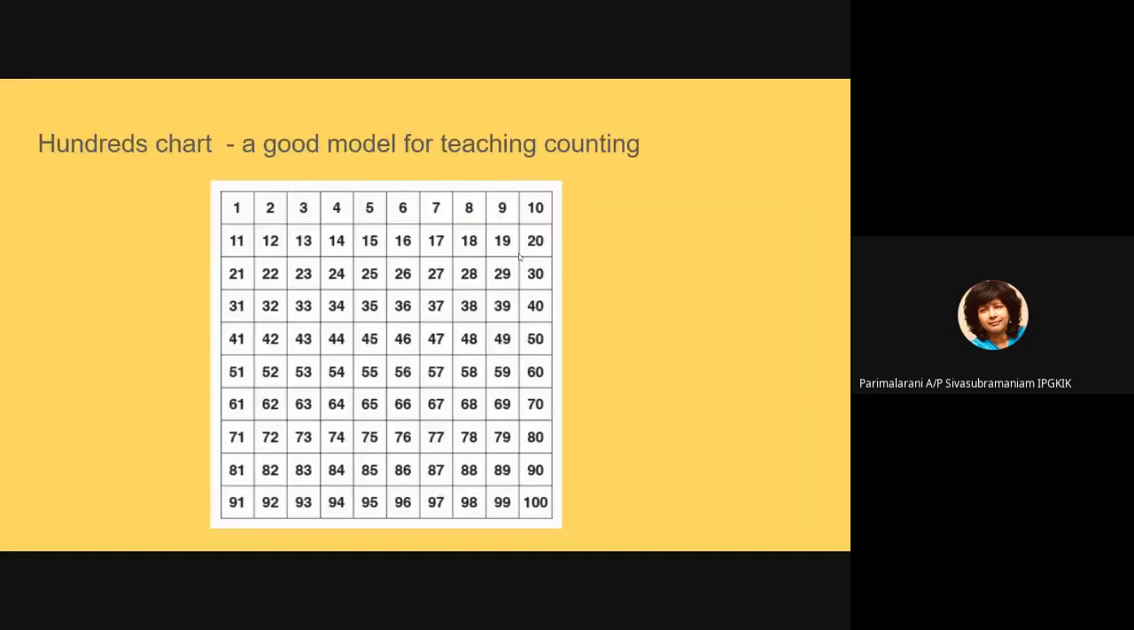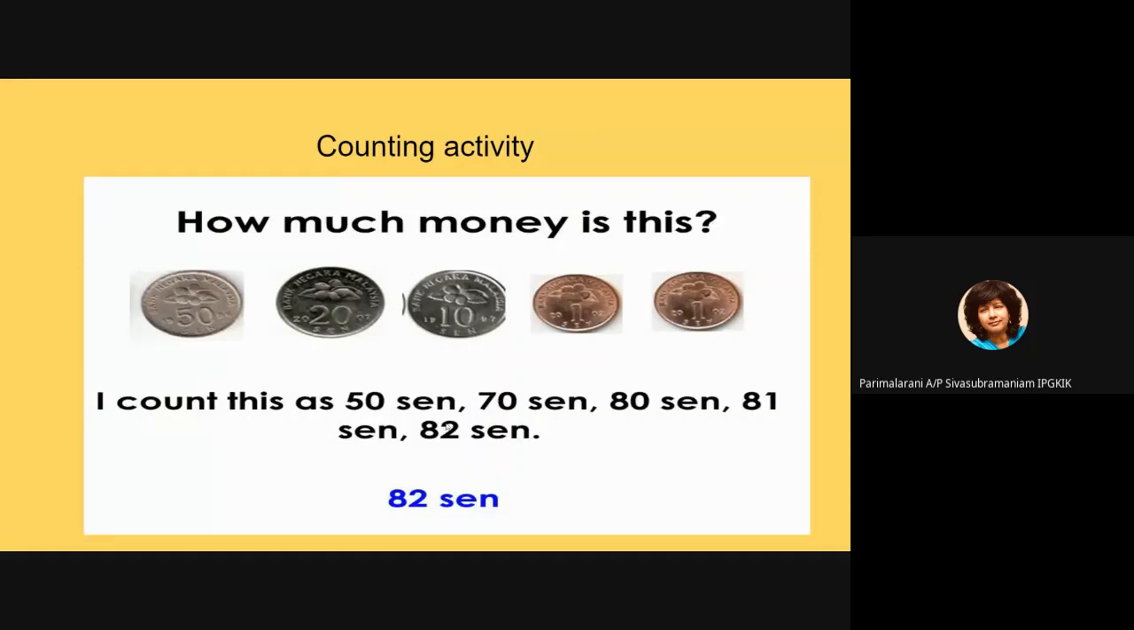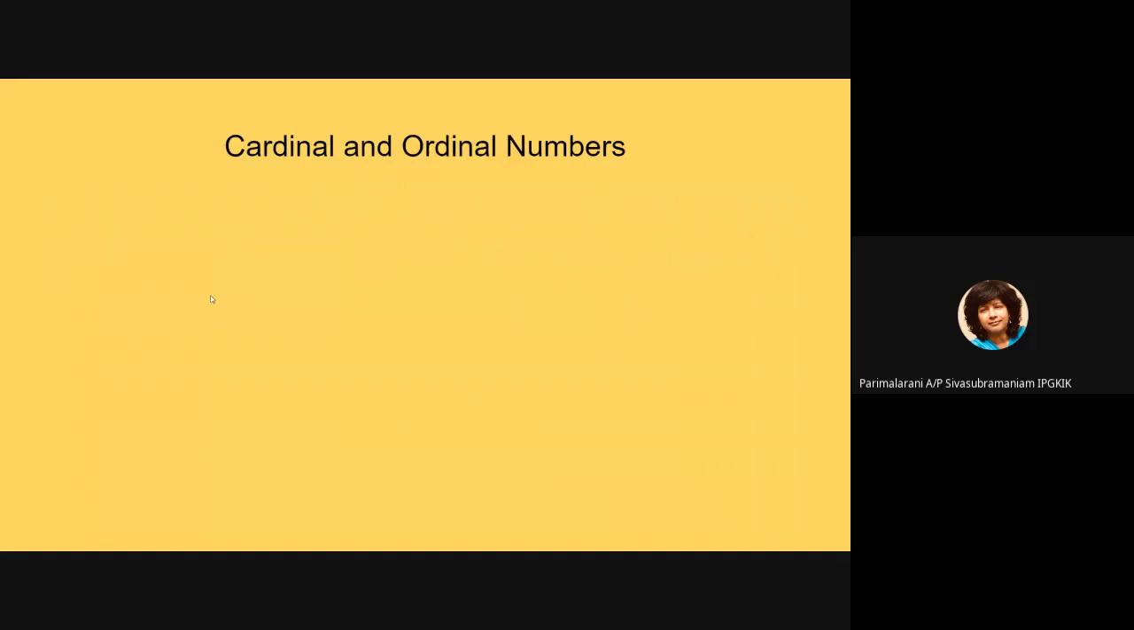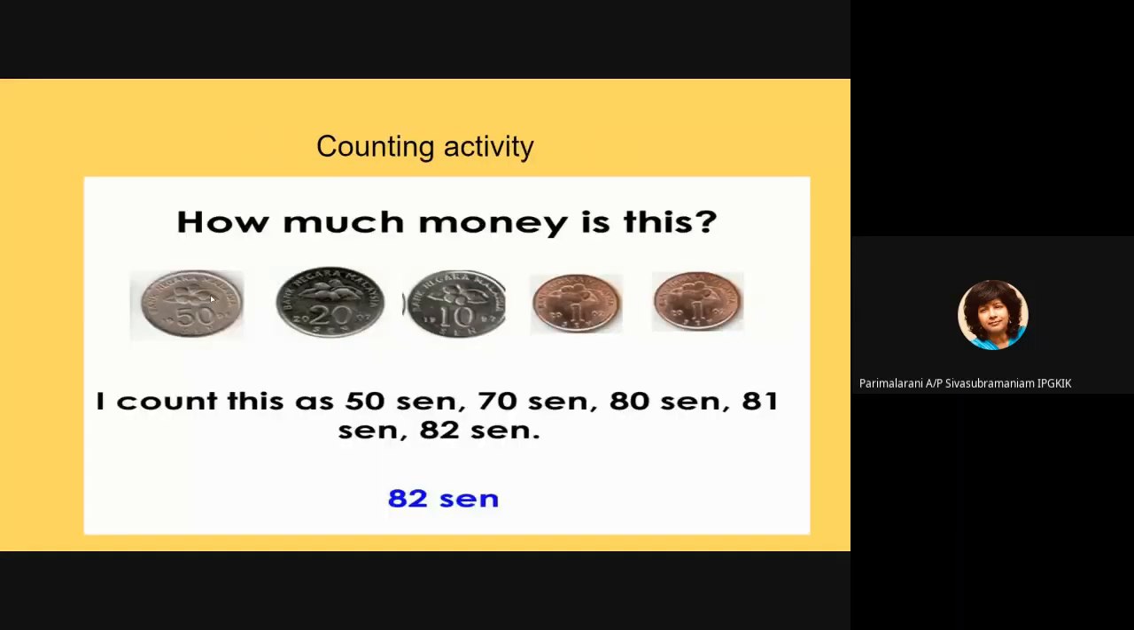So what strategy am I using here? If I count like this, what strategy am I using here? Anyone? Because I'm starting from 50, then I count on: another 20, 70; another 10, 80; another one, 81; another one, 82. So this strategy is counting on. Okay, this is a counting on strategy.